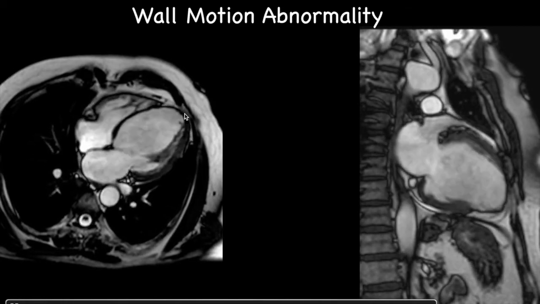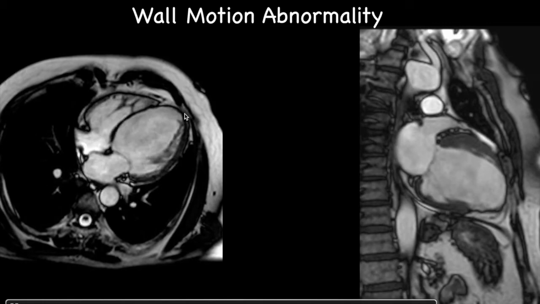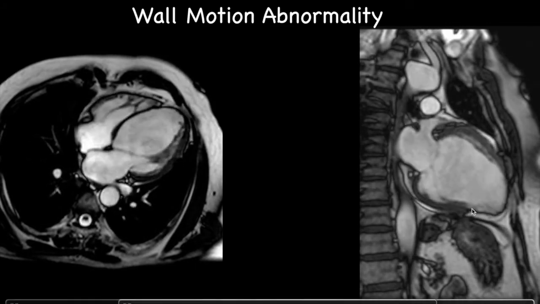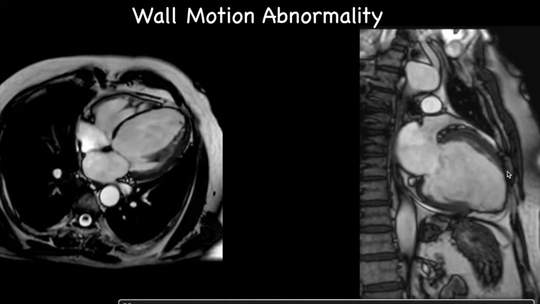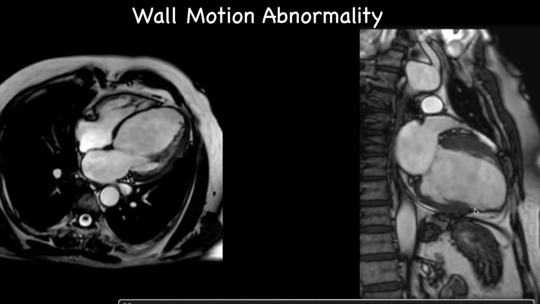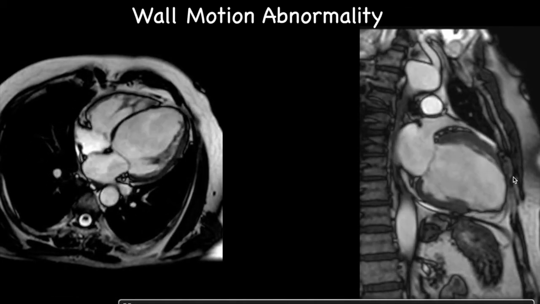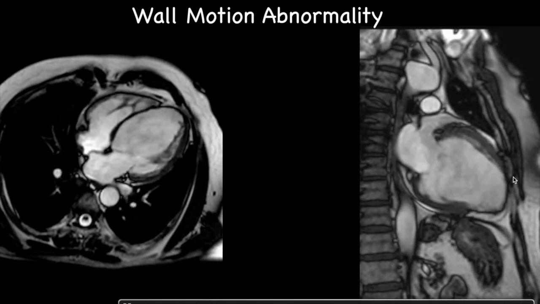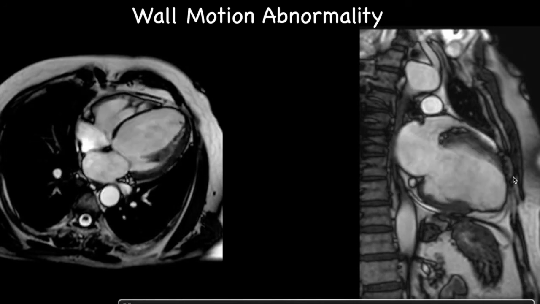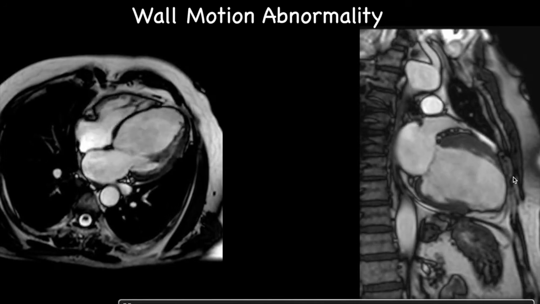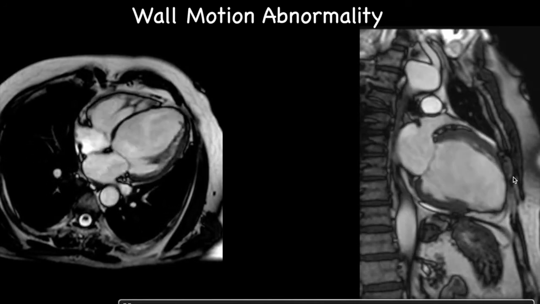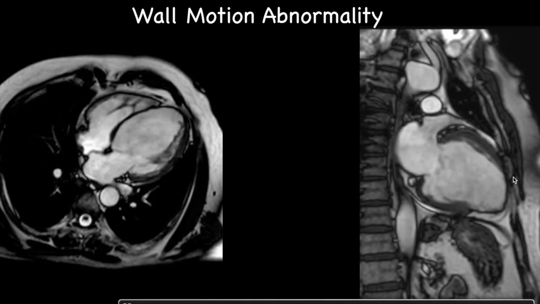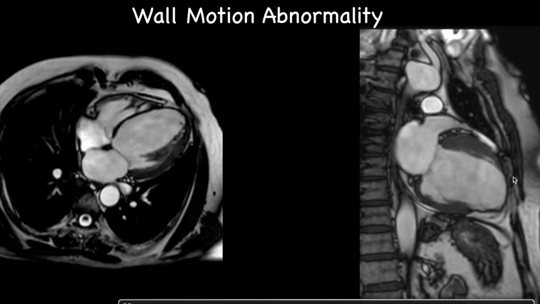Also, it is important to look at the wall motion abnormality. So if you look at this image across here, you are looking at this segment of the myocardium which is thinned out and akinetic in motion. So we look at all the segments, we comment about whether there is hypokinesis, normal wall motion, or severe hypokinesis to akinesis. Akinetic segments are likely to be non-viable.